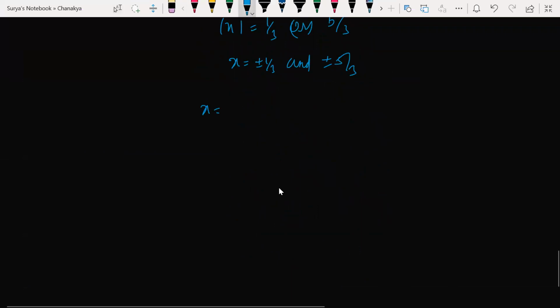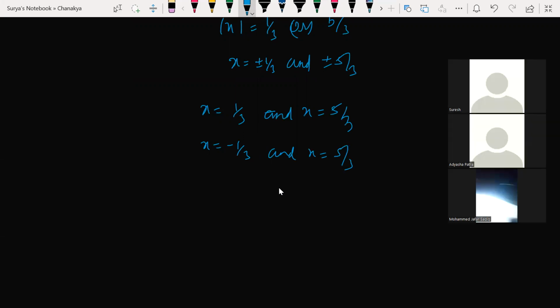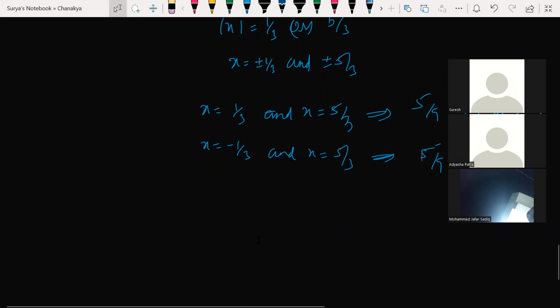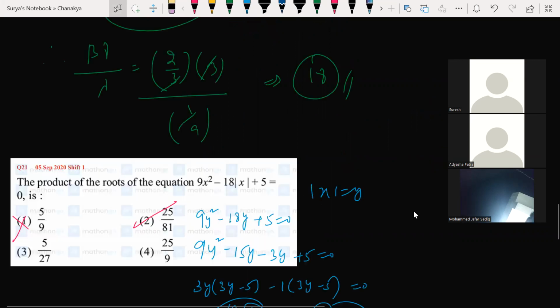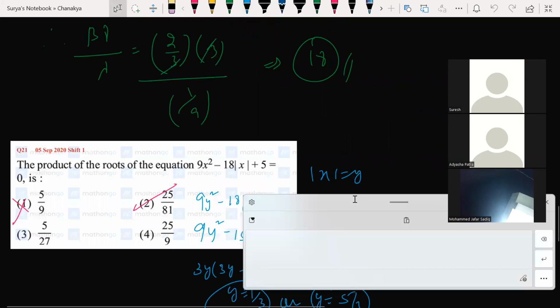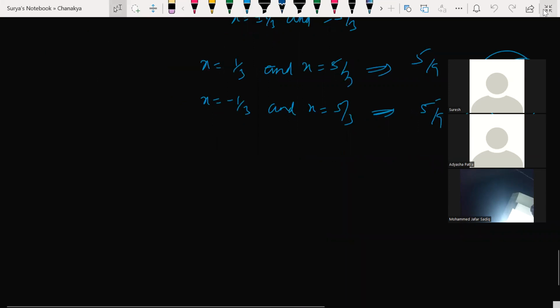Beta, look at it here. X can be written as 1/3, or x is equal to minus 1/3. And x can be written as 5/3 or minus 5/3. प्रोडक्ट क्या होता है इधर? 5/9. दोनों का प्रोडक्ट क्या होता है? 25/81. This is the answer. Product of the roots of this equation he is asking. Hope you are clear with this. Simple question. Product is nothing but multiplying all the roots which have been given to you.